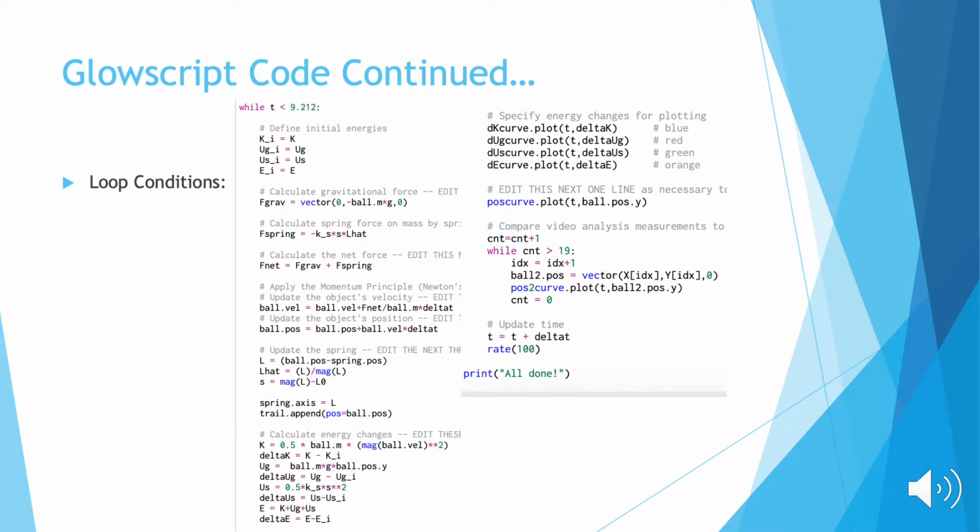Here our GlowScript continues, as it is important to define the initial energies and to fix the calculations for gravitational force, spring force, and net force. And to also apply the momentum principle. We also needed to update the spring and calculate the energy changes.